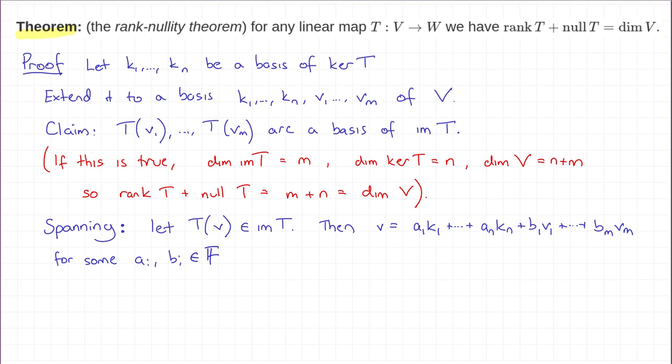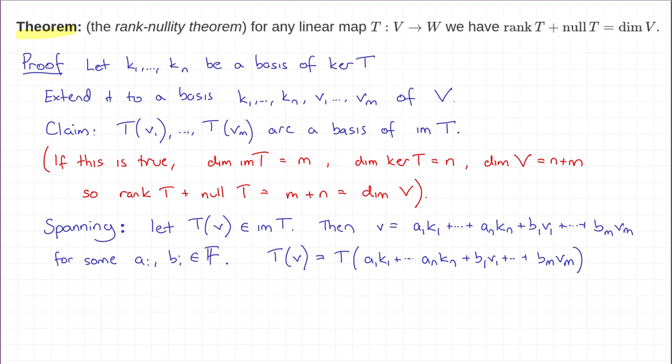So we'll call the scalars involved in that linear combination ai's and bi's, and those ai's and bi's belong to the field over which V and W are vector spaces. So let's just call that bold F. Now let's see what happens to T of v. Well, T of v is T of this sum. But remember, T is a linear map, and linear maps respect scalar multiplication and addition.